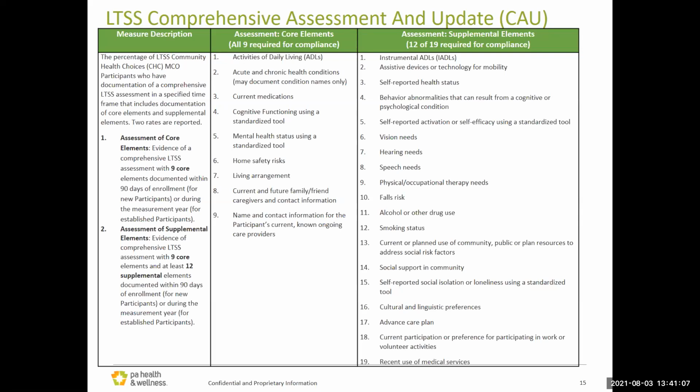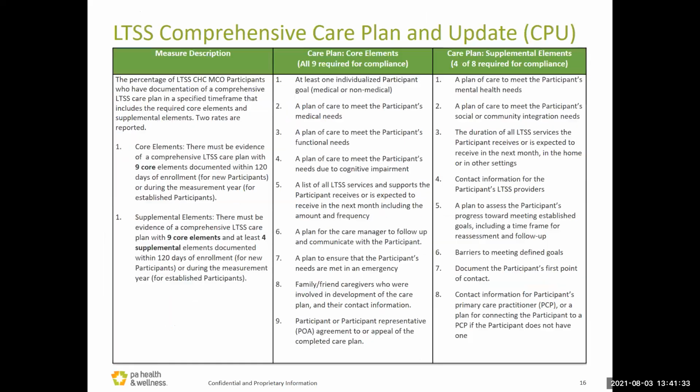The next column over, we have the core elements. So here are the 9 core elements that you have to document. All 9, you see all 9 are required for compliance. We move over to the supplemental elements, and the specifications say 12 of 19 required for compliance. So on this list of 19, you need to make sure that you have at least 12 documented for the assessment and update. Okay, we can move to the next slide. Okay, this is the same setup for the CPU measure. You can move to the next page.